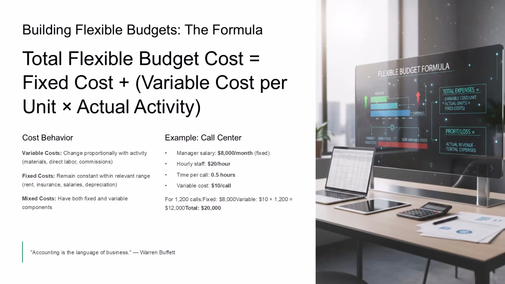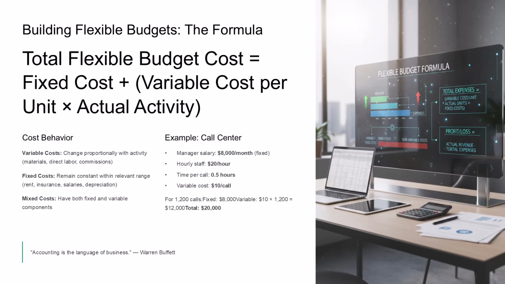Building flexible budgets, the formula foundation. To build a flexible budget, you need to understand cost behavior, specifically the distinction between variable costs and fixed costs. Variable costs change in total proportionally with activity level. If you produce more units, variable costs go up proportionally. If you produce fewer units, variable costs go down proportionally. Common examples: direct materials, direct labor in many settings, sales commissions, shipping costs.